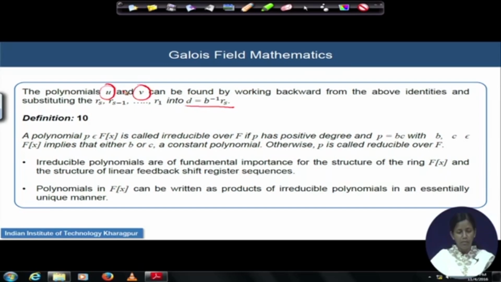Next definition: it says that a polynomial p will be irreducible under what situation? It will be irreducible if this p has a positive degree, and p cannot be written in terms of b and c, where b and c both are constant polynomials. We remember that constant polynomial means the degree of those polynomials is less than or equal to 0, and we will go back and revisit and check.